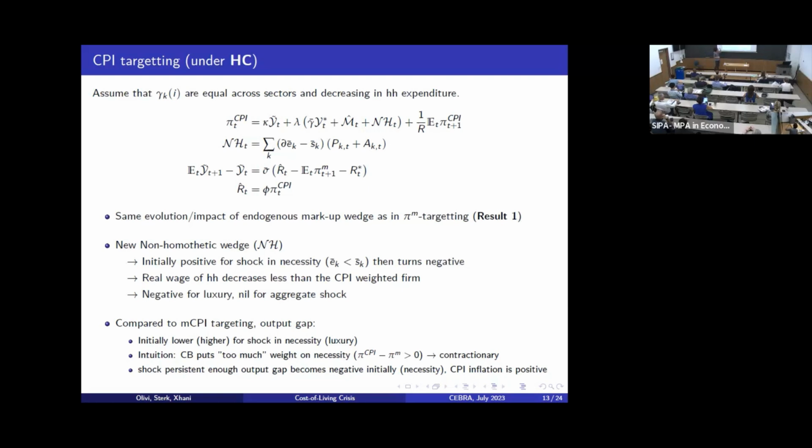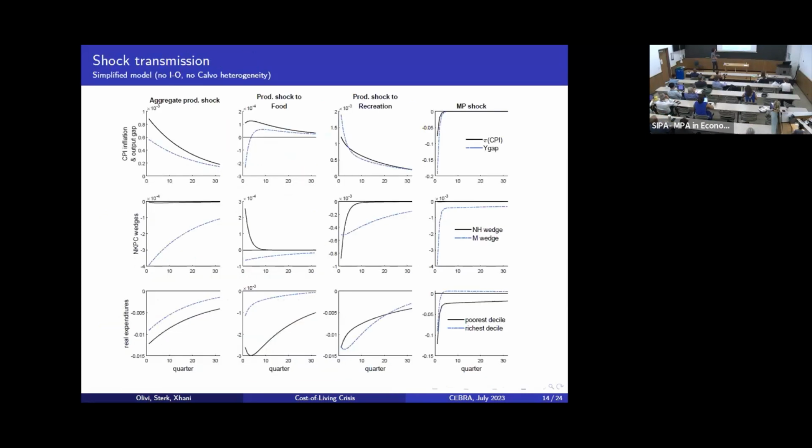So in a world with non-homotheticity, if you want to stabilize the output gap, you need to target the marginal CPI index rather than CPI. If you decide to target CPI, you're going to put too much weight on necessity, not enough weight on luxuries. So you're going to create fluctuations in the output gap. The output gap is going to be negative when you have a shock in the necessity sector, positive when you have a shock in the luxury sector. And that's what you see here. You have a shock here, you target CPI instead of marginal CPI. You have a shock to the food sector, which is a necessity.